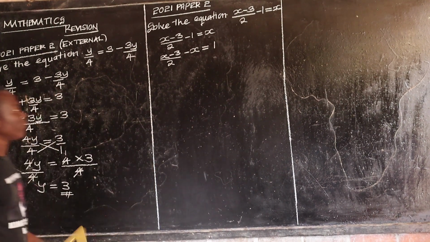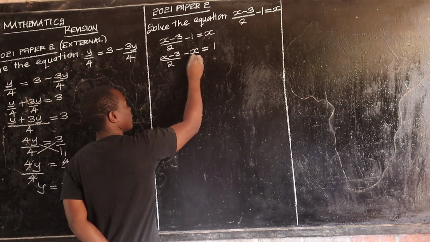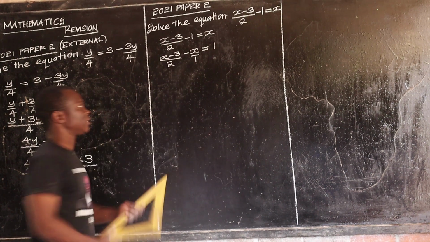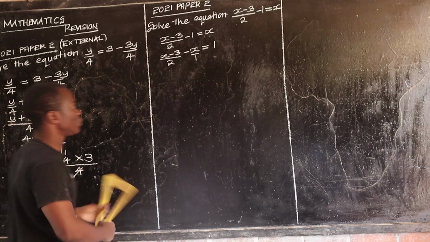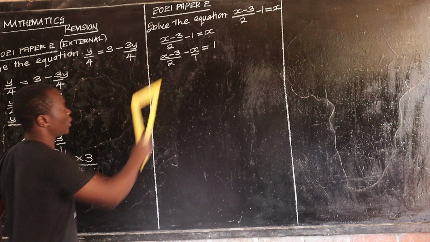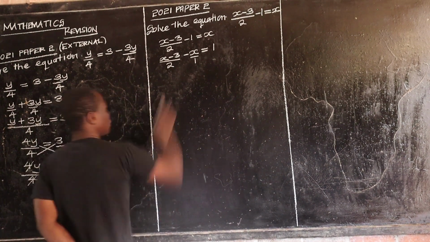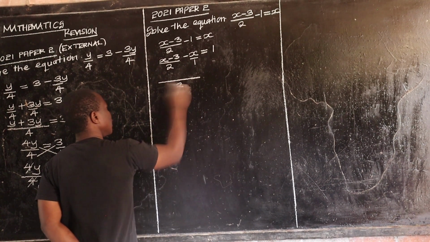Okay, so we group the x terms together. So what we're going to do is we can say now over 1. Okay, then at this level, so we have this fraction and this fraction. Okay, so now how to simplify this one? We are going to seek for the lowest common denominator of 2 and 1. Okay, so the lowest common denominator is 2. So we are going to say 2 is our lowest common denominator.